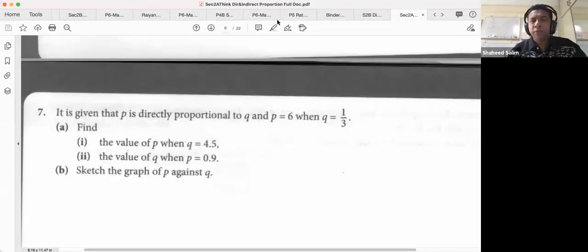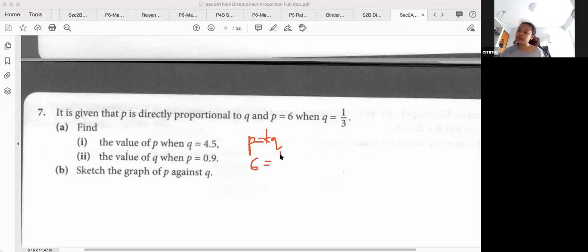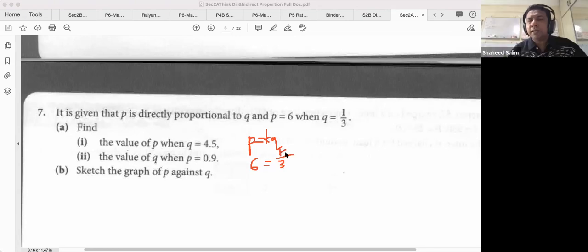Here we go. So we write the equation first. You get P equals to K Q, correct? Then you substitute the value of P, 6. 1 over 3. 1 over 3K, right? Which is the same as K over 3, you know. Do you know that? But no problem. If you don't know that, it's no problem. But I prefer to write K over 3. Why? It's easier for me to see.